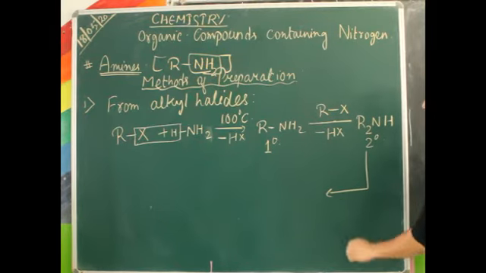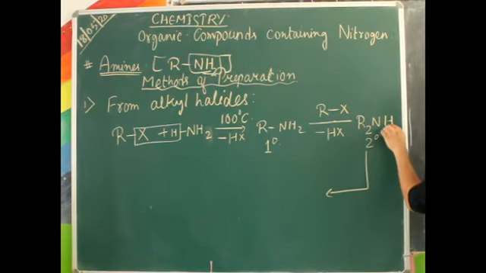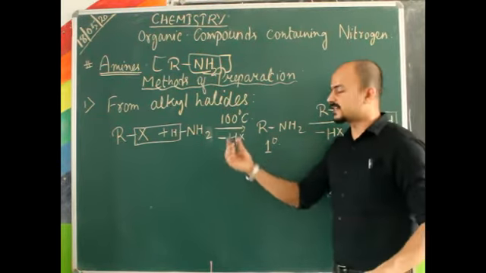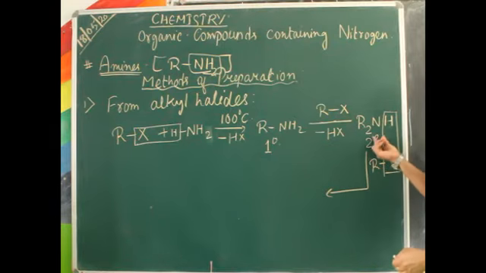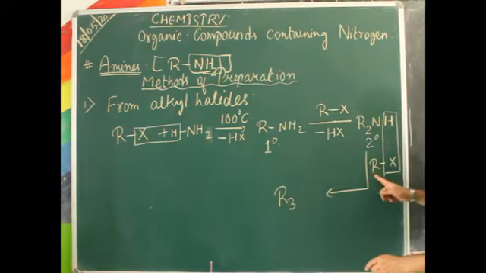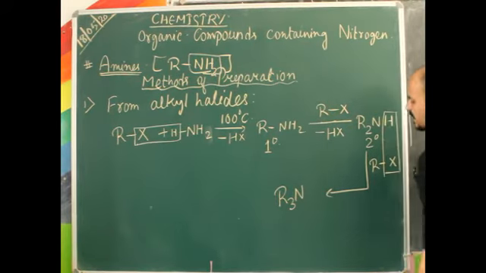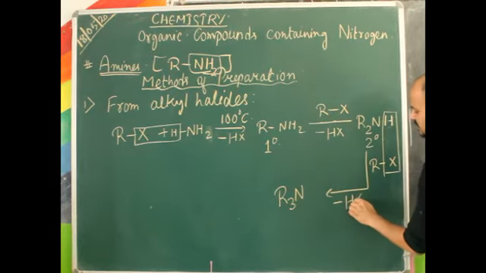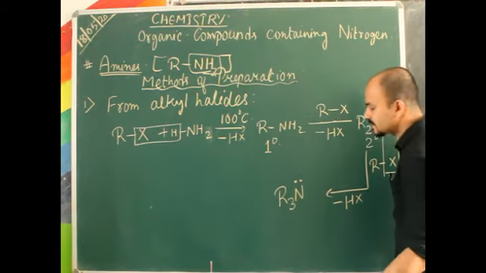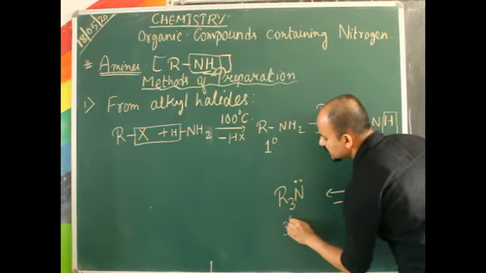Now in the next step, since it has this replaceable hydrogen, this further reacts with alkyl halide. Here also HX will be eliminated. Don't forget this reaction takes place at 100 degrees centigrade. This R will go and get attached to this nitrogen. Therefore we have R3N, and here we have minus HX. You know nitrogen contains a lone pair of electrons. Now this is third degree amine.